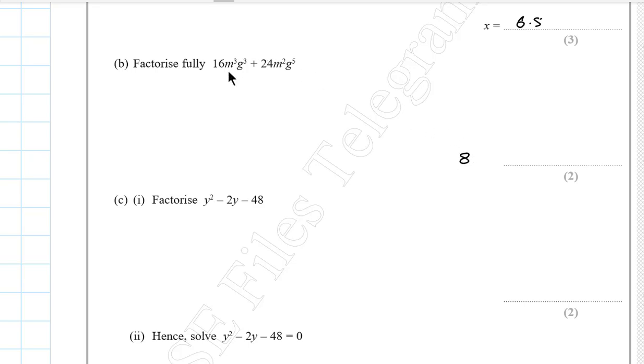And then from m cubed and m power 2, I will take m power 2 as a common factor. And from g power 3 and g power 5, I will take g power 3 as a common factor. So after dividing, we have here 2m, and then plus, of course, 24 divided by 8 is 3, and m squared will be cancelled with m squared. G power 5 divided by g power 3, we have g power 2. Okay.